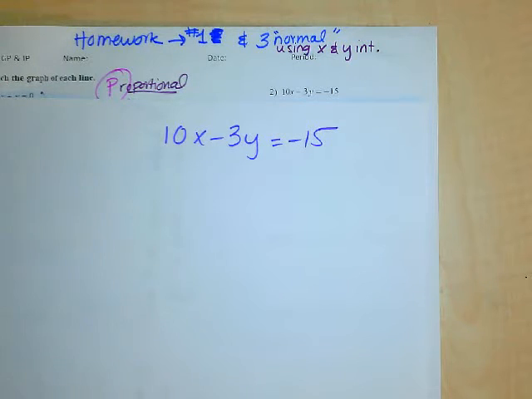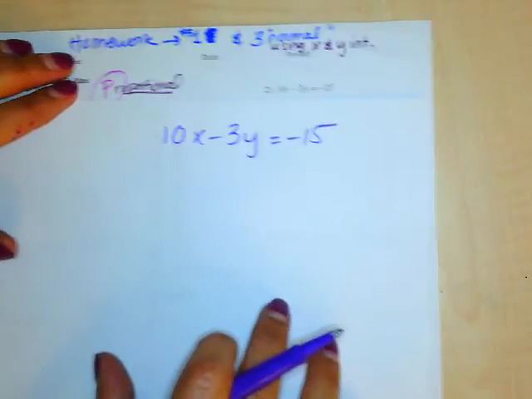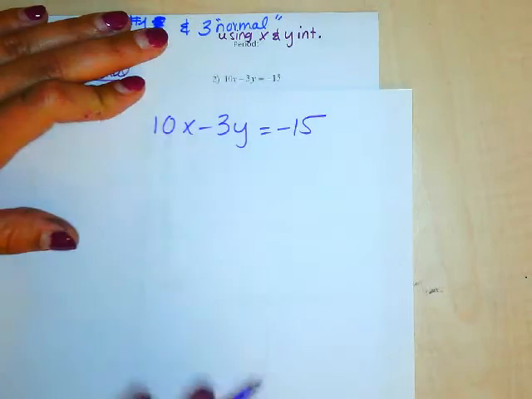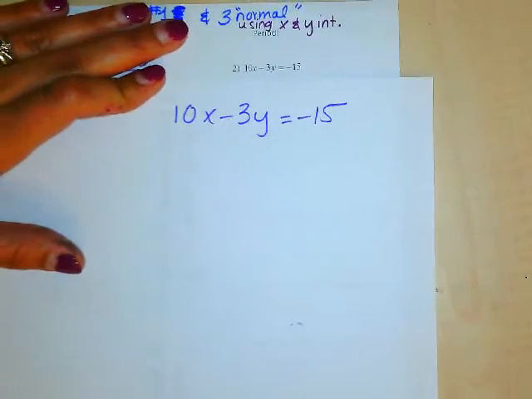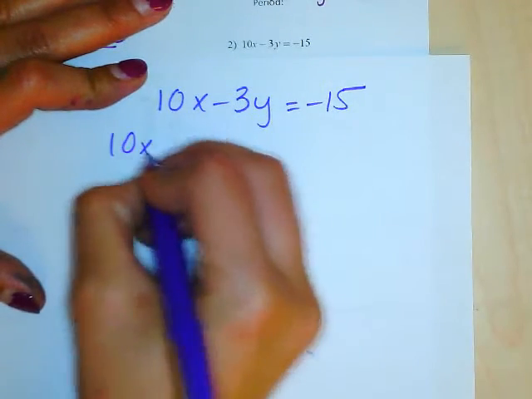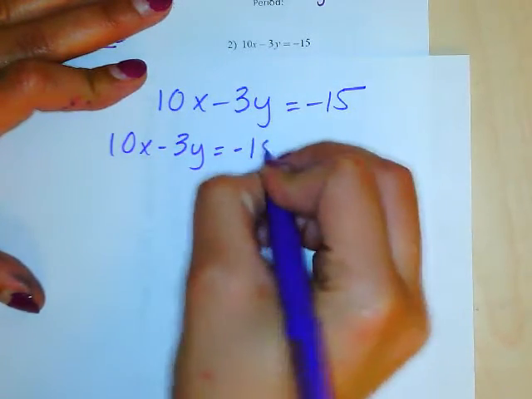All right, students. So today we learned how to graph in standard form using the x and the y intercepts. Okay, I'm going to do number 2 from the homework. I expanded it here a little bit bigger so you can see it. So the first thing I'm going to do is rewrite it. So I'm going to write it twice.